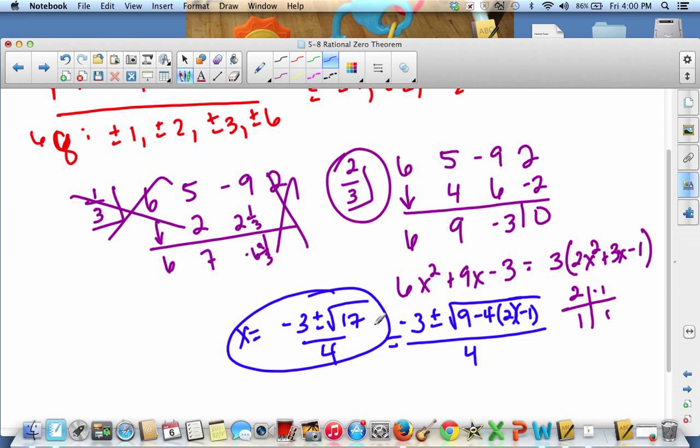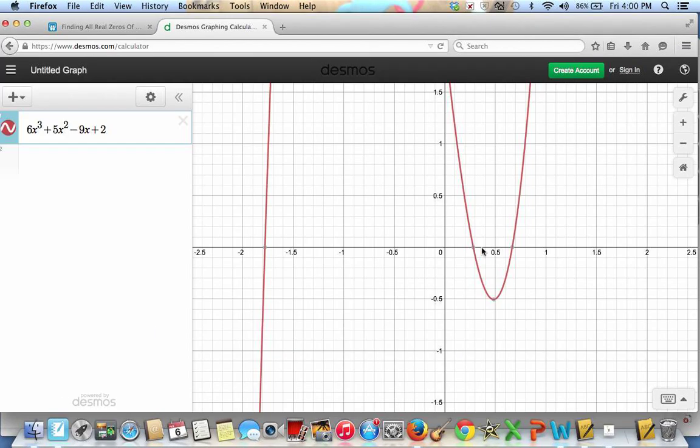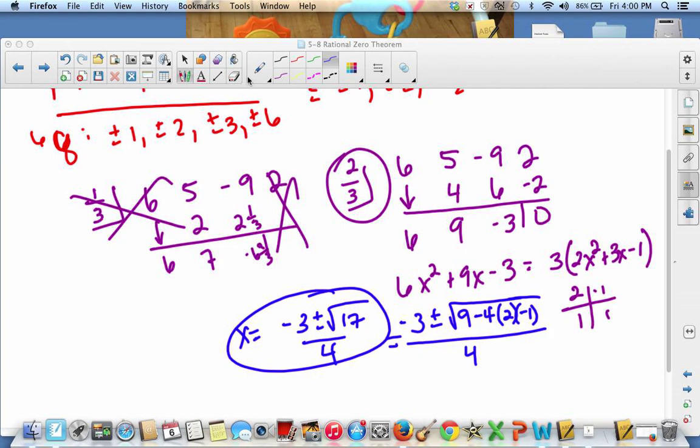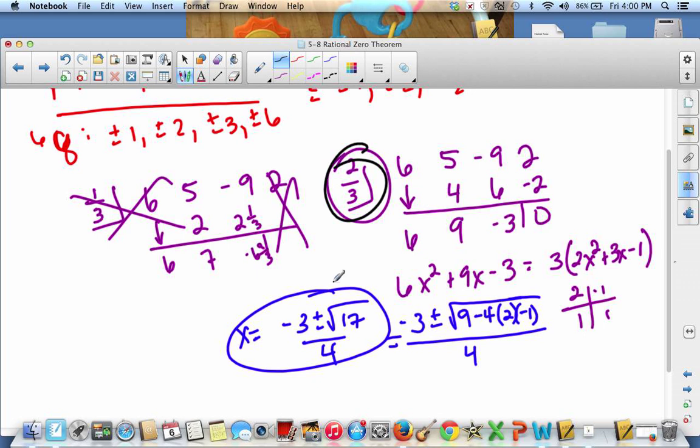And if you wanted to check, if you want to put this in as a decimal to check with your graph, feel free to do so. It looks like it's going to be these values, 0.281, and over here, -1.78. So you could always check that way too. But there's our three answers. We have 2/3 and -3 plus or minus the square root of 17, over 4.